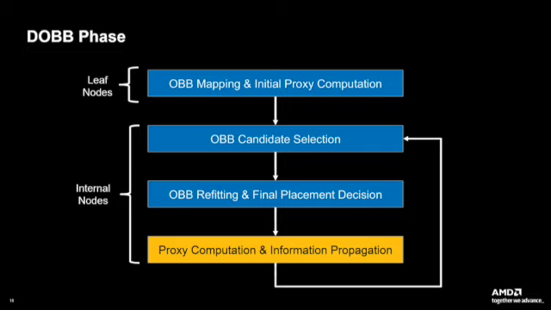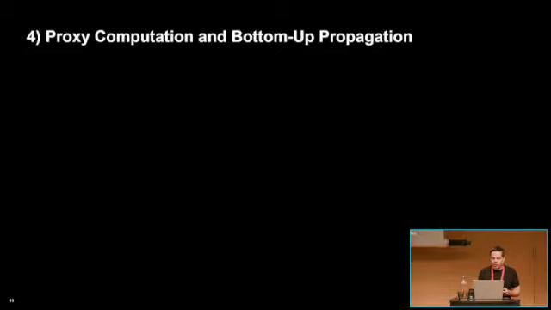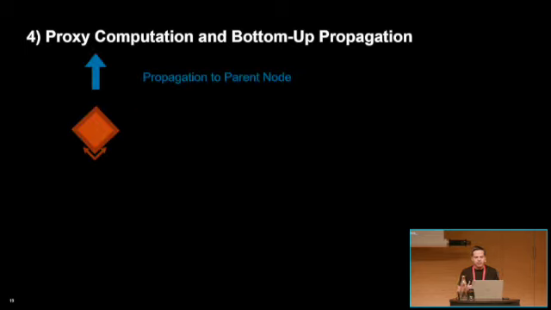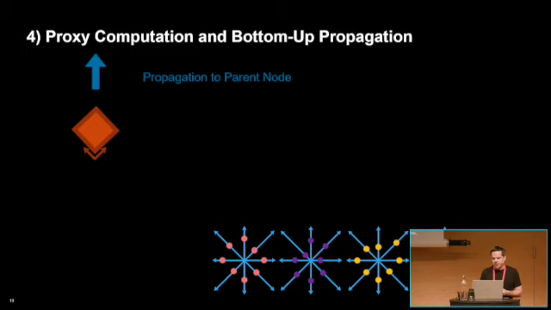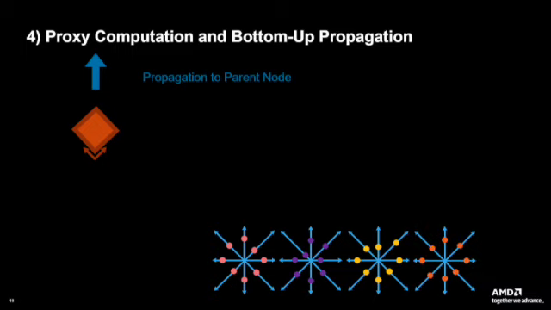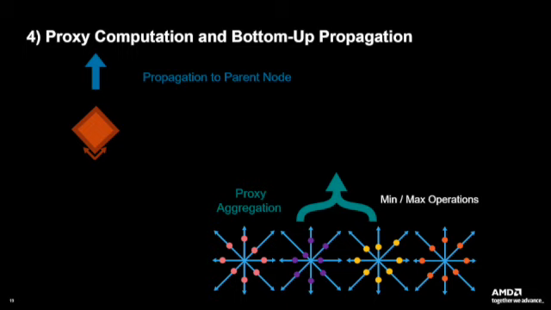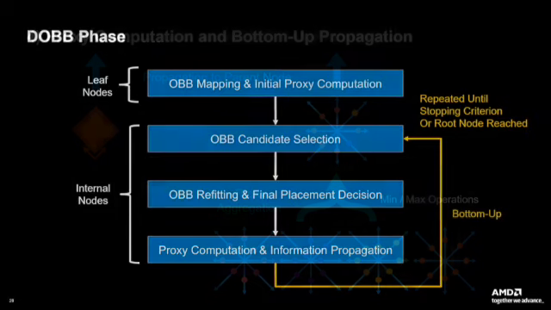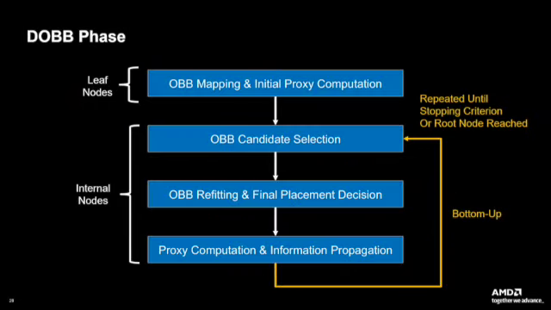The last thing is the proxy computation for interior nodes, and what we basically do is first we propagate up the best candidate that we picked from the prior step, and then we take the KDOP projections that we already computed, do some min-max operations on those axes, and then we get the new representation for the new node, and then propagate it up. And this is repeated in a bottom-up way until we reach a stopping criterion or a root node is reached.